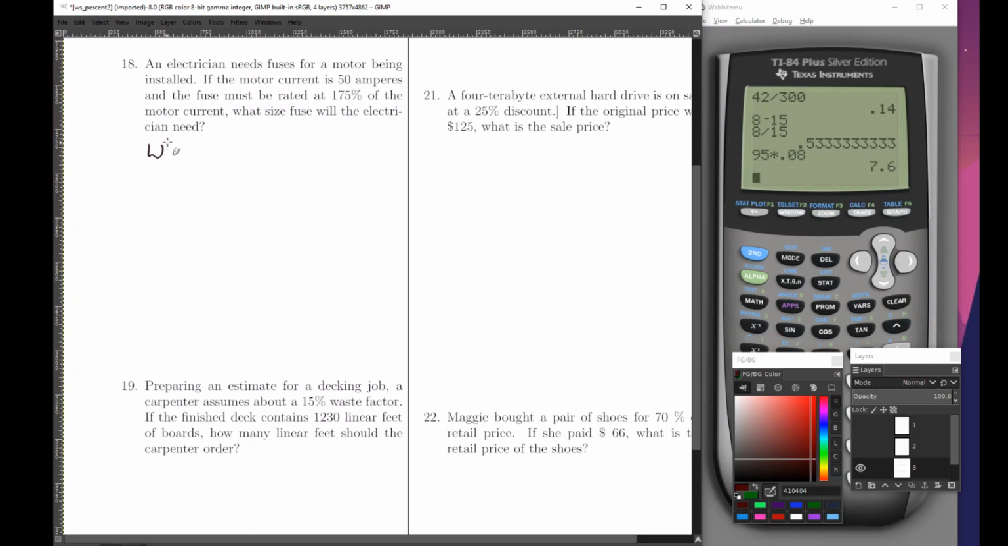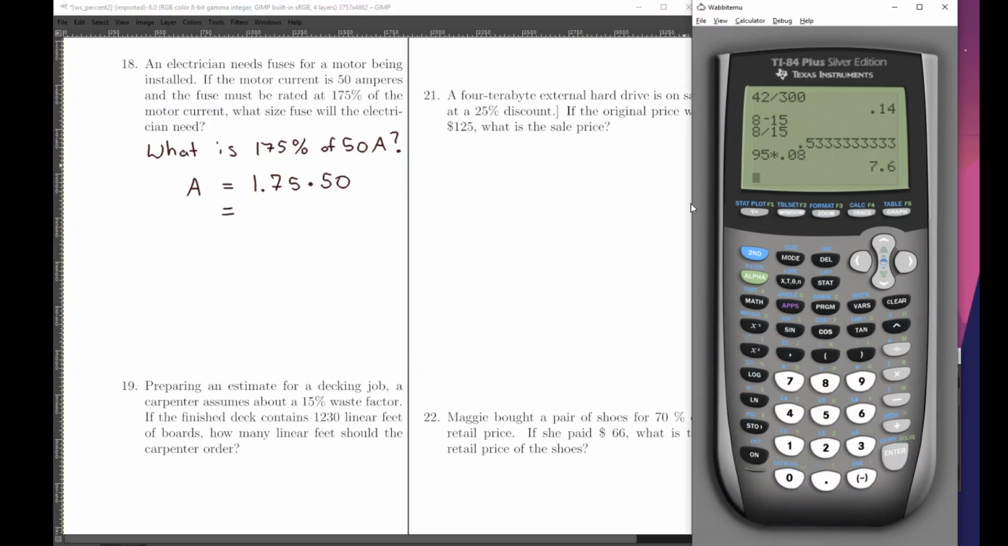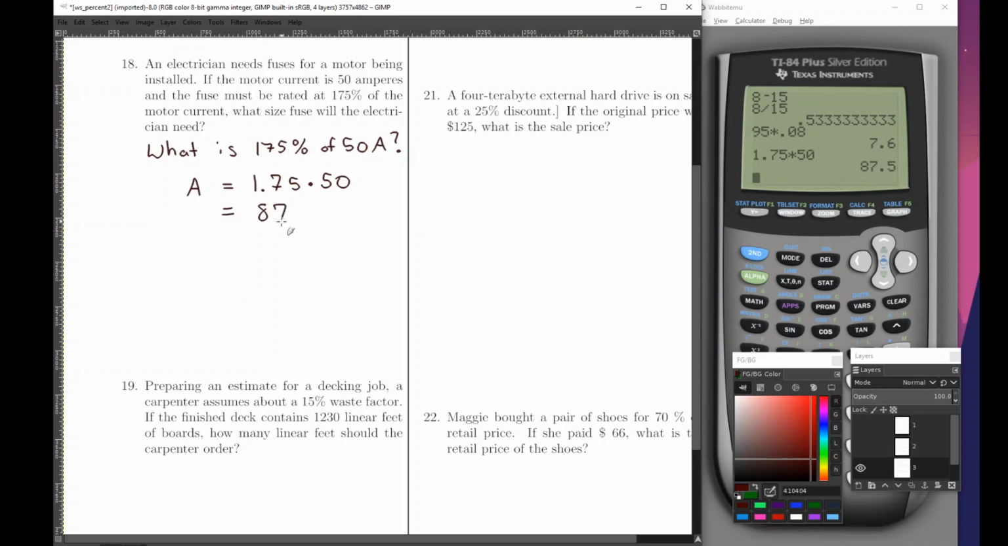We're looking for what is 175% of 50. And we could use amps in here too if we wanted to put those units on there. So the size of the fuse, the amps, are 1.75 times 50. Calculator. 87.5. 87.5 what? Amps, of course.